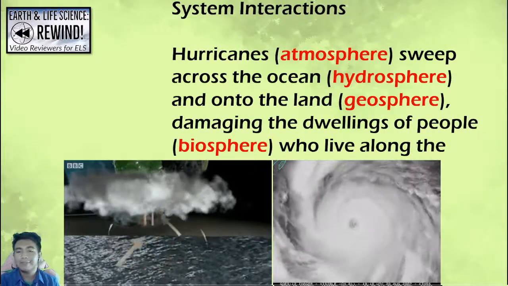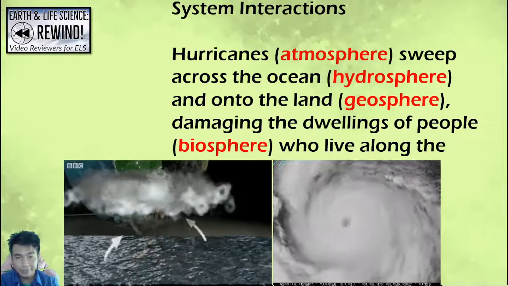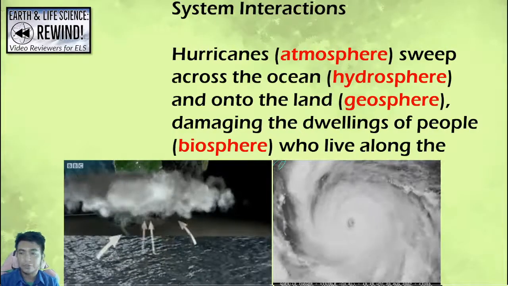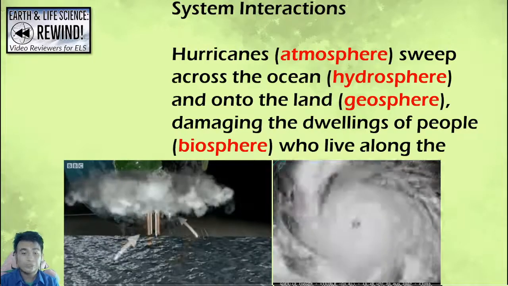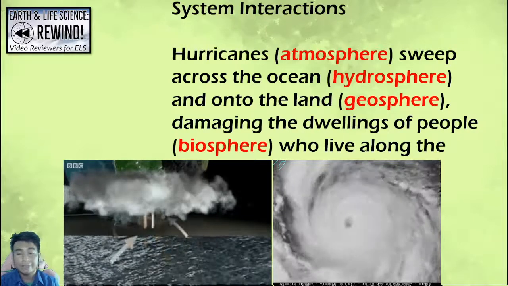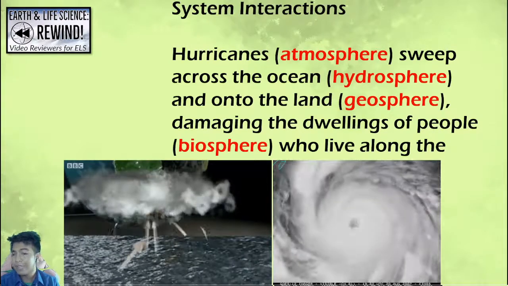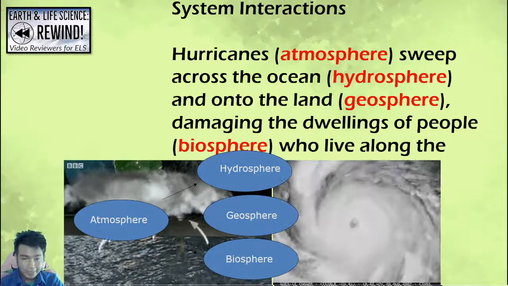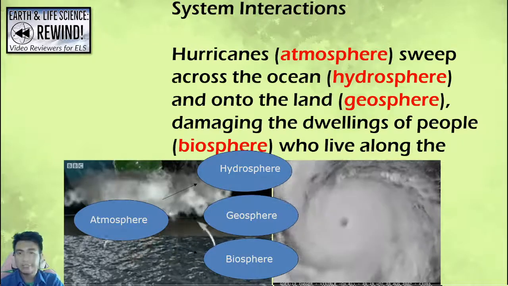Hurricane can be classified as an atmospheric disturbance, so it's part of the atmosphere, the subsystem. But it can also affect the oceans, the hydrosphere. And when it lands, it can also destroy vegetation and other landforms as well. So it affects the geosphere. So hurricanes also damage the dwellings of people and life forms. So when it comes to hurricanes, it's a change in the atmosphere affecting the other three subsystems.